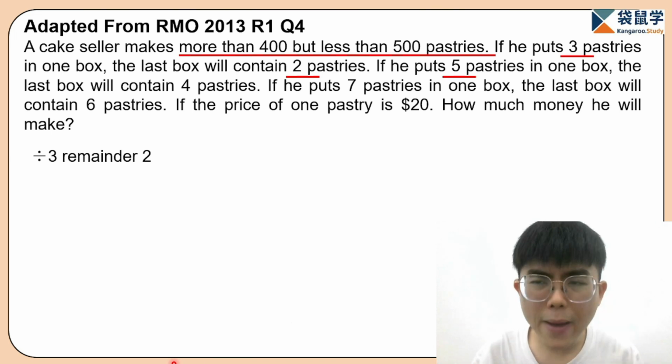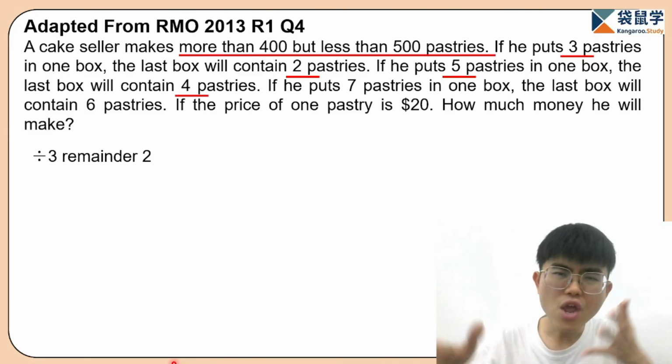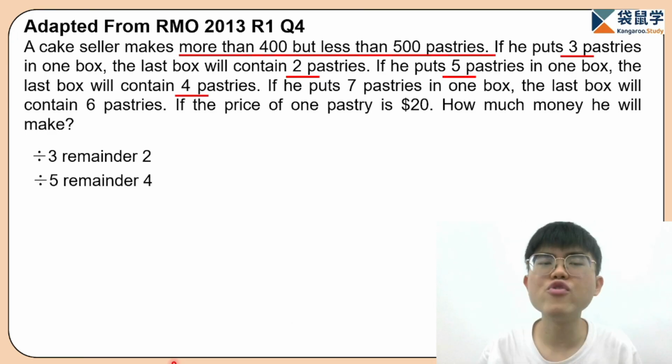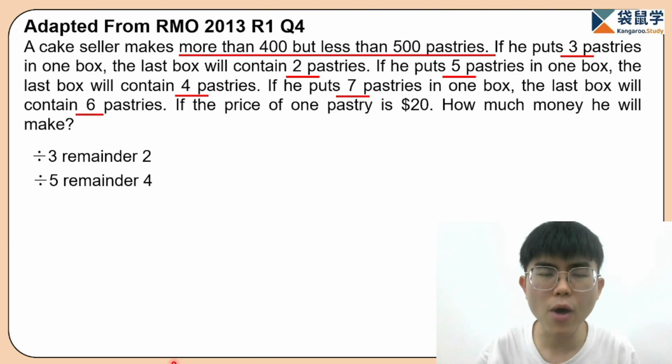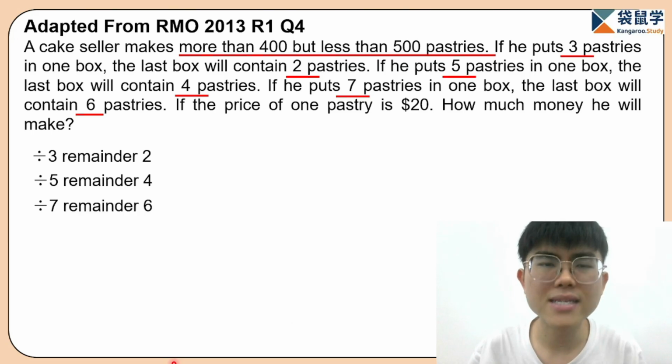And if he puts 5 pastry in one box, the last box will contain 4 pastry. Again, what is the information that we can get from here? We say that when we divide by 5, there will be a remainder of 4. And finally, 7 pastry in one box, the last box has 6 pastry. Therefore, divide by 7, remainder 6.